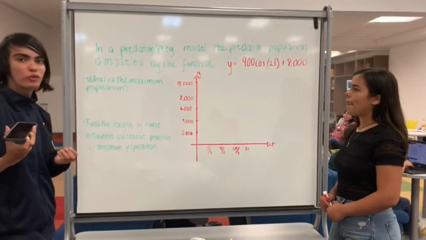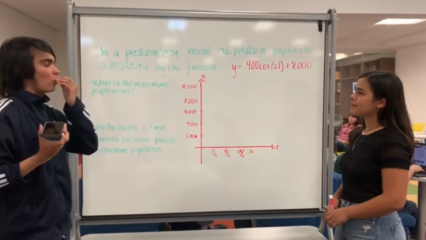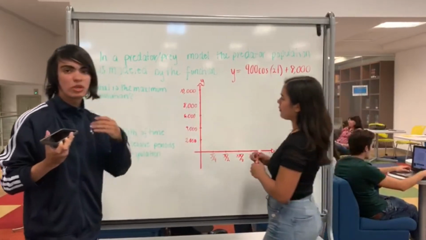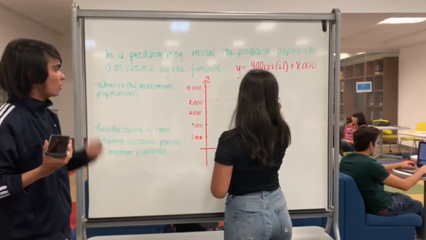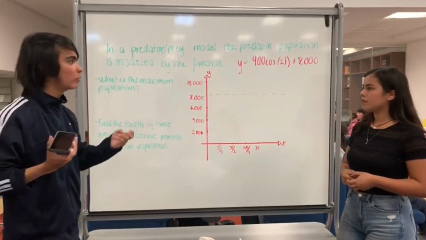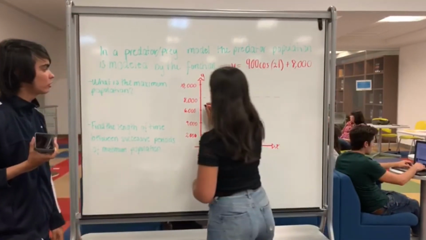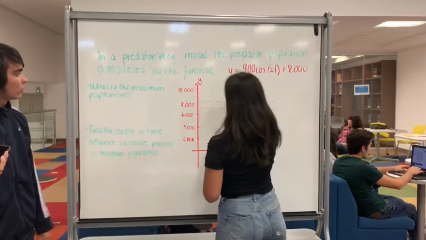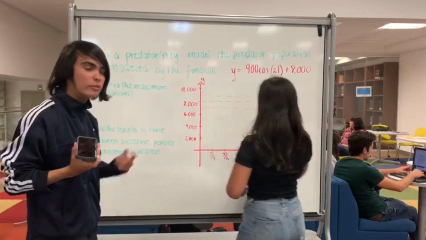So what do we have to do first? First we can start with finding our main axis, which is 8,000, because we have to move upwards in a vertical movement. Now that we have found our axis, we apply the amplitude. The amplitude is always A, so it's 900. We go 900 up and 900 down. So now we have established our boundaries or limits.